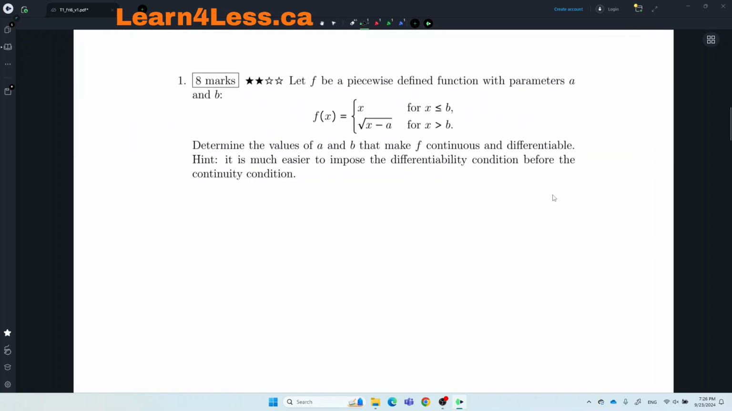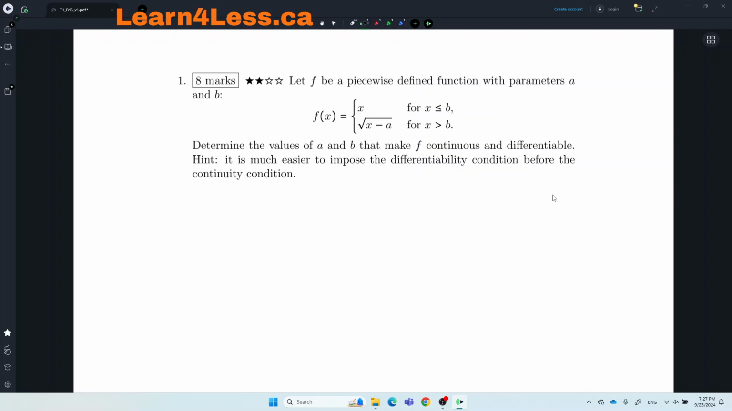So the first problem they are asking to evaluate a and b. The function f is continuous and differentiable, and there is a hint that they said start with differentiability. Just mentioning something, in this type of question, sometimes they don't say continuous at all. Just mentioning differentiable, a function can be differentiable only if it's continuous. So continuity is kind of a prerequisite for differentiability, so they don't have to mention continuity.